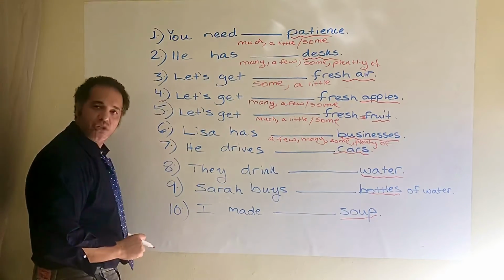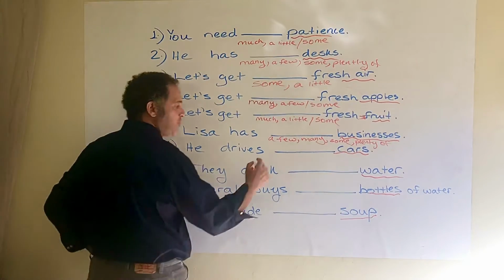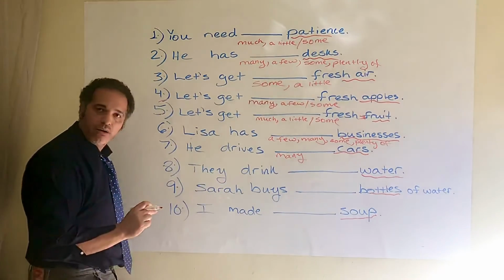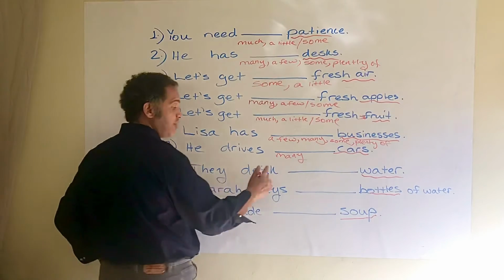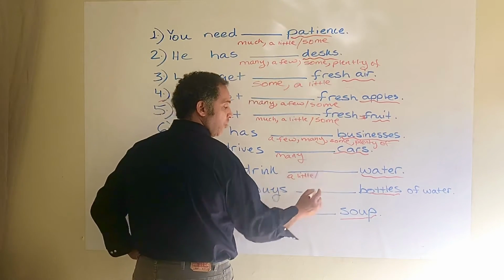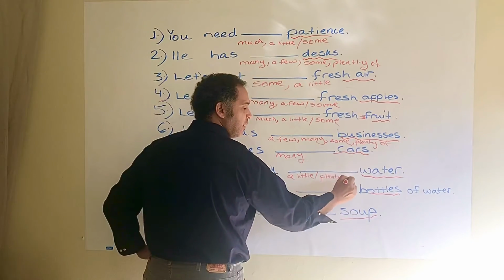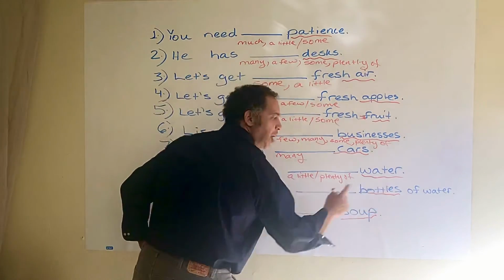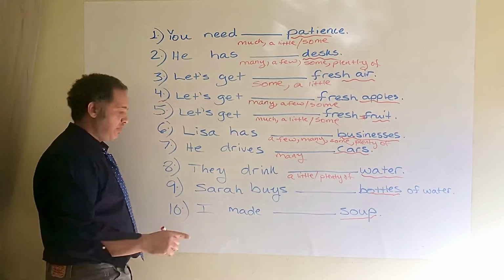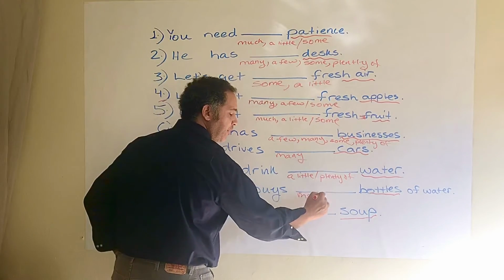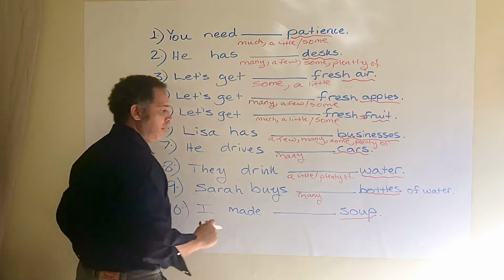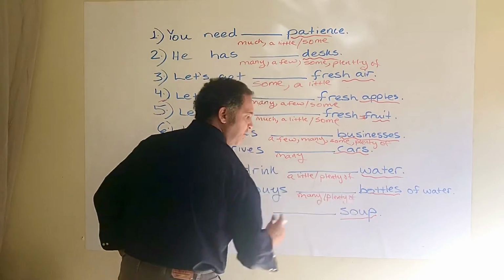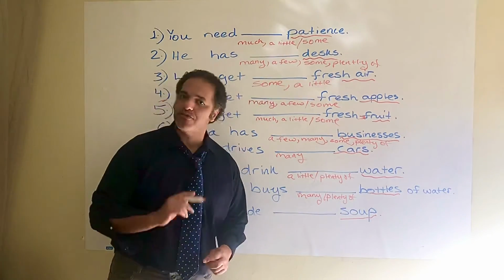Number 7, he drives cars. Again, that's okay. Or he drives many cars. They drink water. Water we cannot count. So they drink a little water. Or they drink plenty of water. Plenty of we use for non-count. But if I were to say bottles of water, that's different. Now Sarah buys many bottles of water. You can still say plenty of. Okay? Because when we say plenty of, you can use it for both.